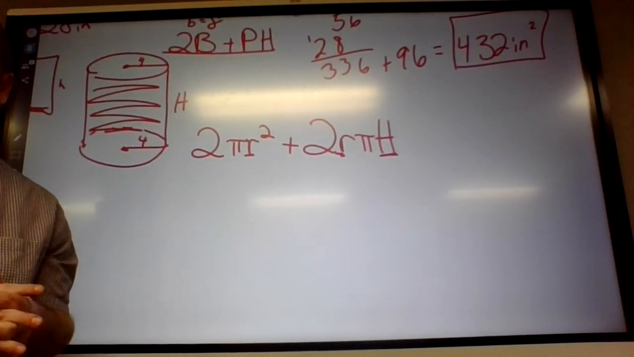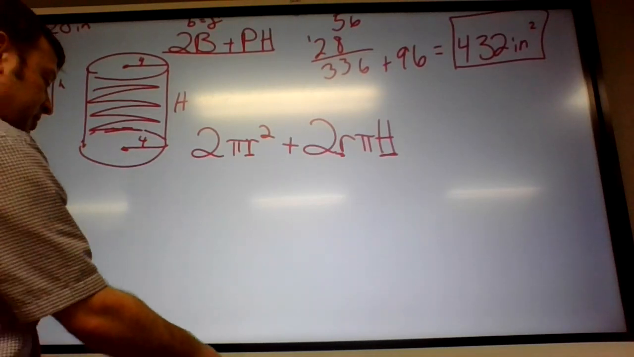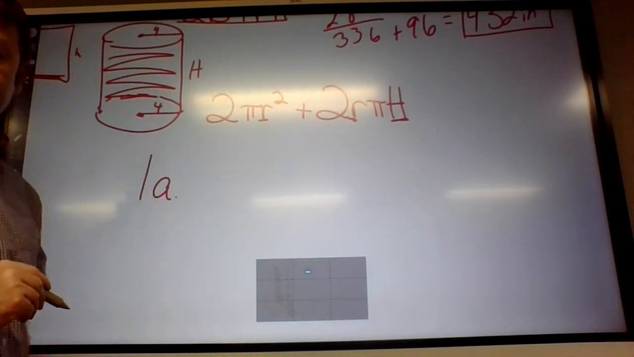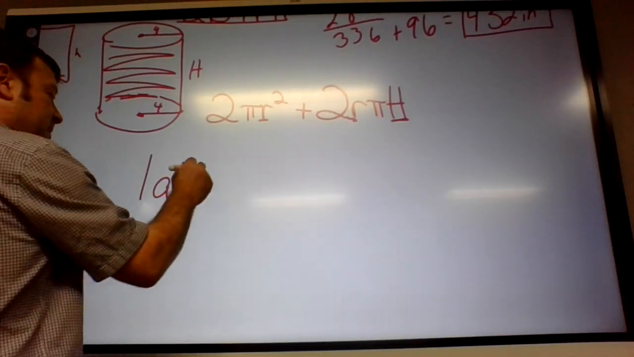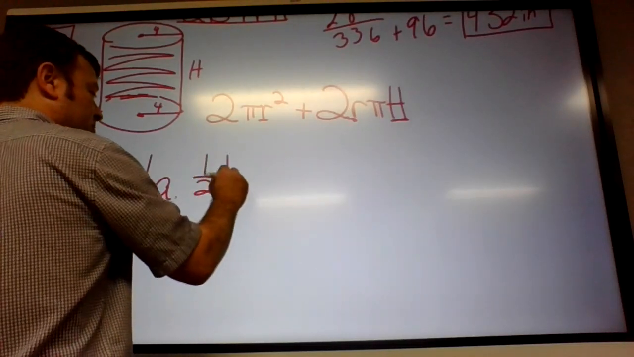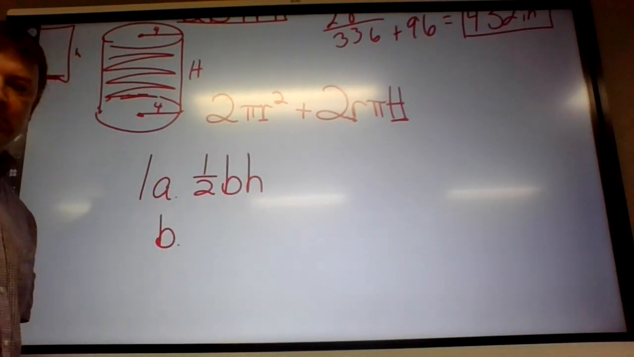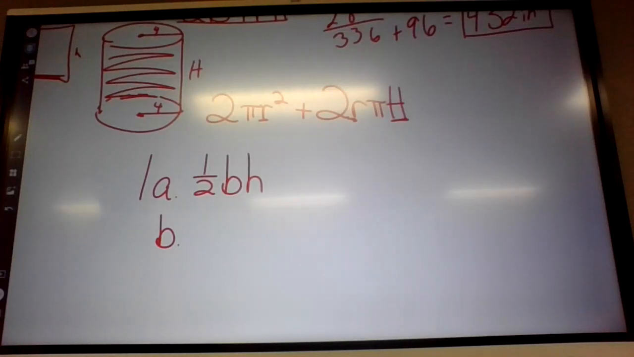Write the most specific formula for each. Number 1A is triangle. How do we find the area of a triangle? 1/2 base times height. We also would accept base times height divided by 2. B, how do we find the area of an equilateral triangle?